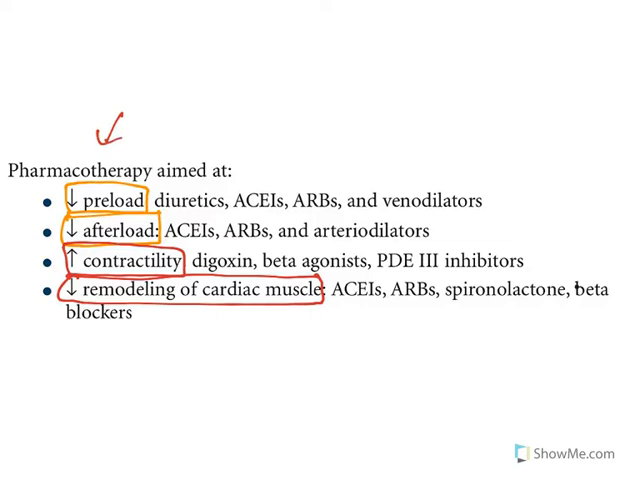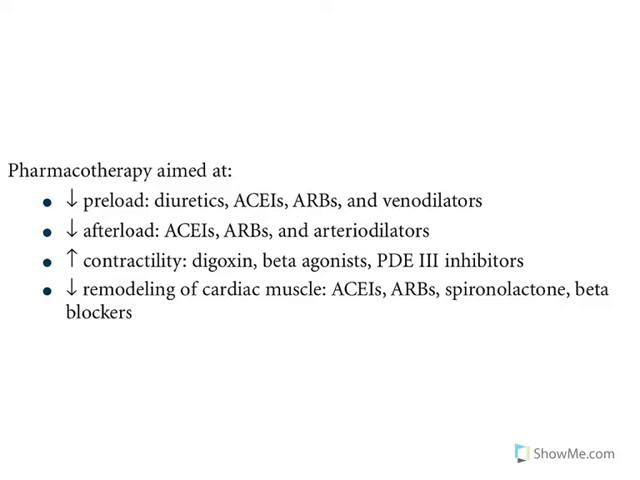So the pharmacotherapy is aimed at 4 major things. 1, we need to reduce preload. 2, we need to reduce afterload. 3, increase contractility. 4, reduce remodeling. Now this is possible with a set of drugs like diuretics. Diuretics will reduce the fluid volume in the body. So overall, blood volume is reduced. Preload is because of the amount of blood which exerts pressure on the heart. So when you reduce the amount of blood by diuretics, the preload reduces.